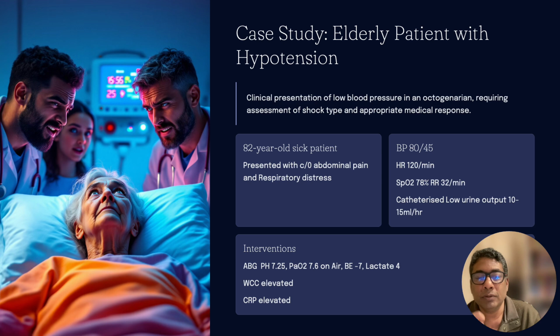Now, interventions. You quickly go through the NEWS score, which is on the higher side, around 7, and you ask for ABG. You've done your oxygen, established monitoring, IV access, sent bloods, and everything is done. You've done a full ABCDE systematic examination, and then you notice the blood gas, and you send the blood cultures, biochemistry, everything has been sent. And ABG shows pH 7.25, PO2 7.6 on air, base deficit is -7, lactate is 4. Now, what's happening here?